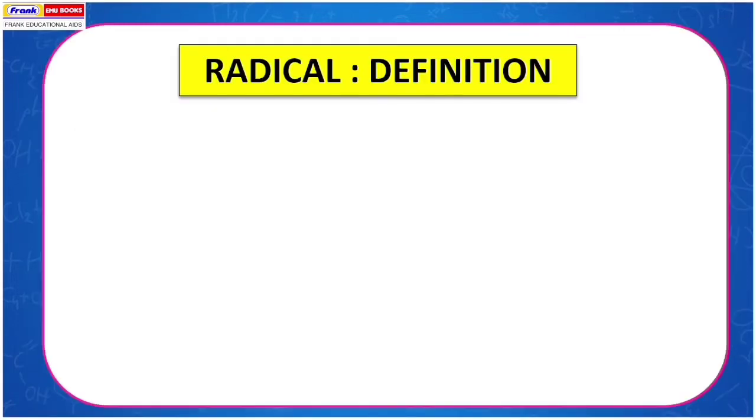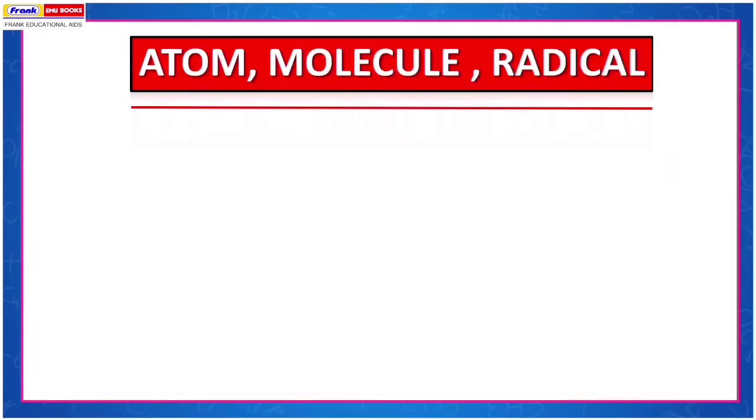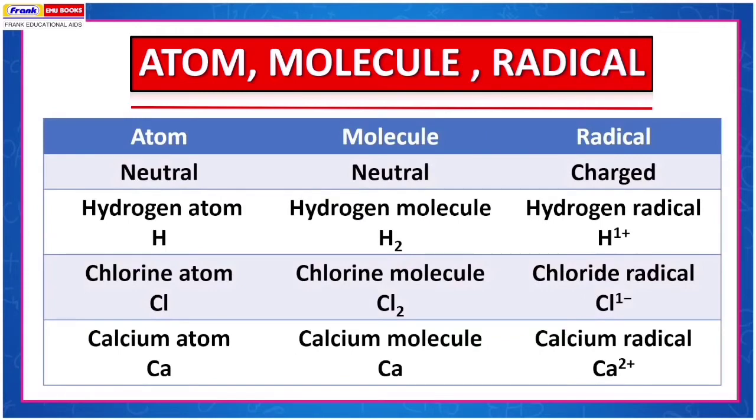Radical. A radical is an atom or group of atoms of different elements that behaves as a single unit and has a positive or negative charge. Let's see some common differences between atom, molecule, and radical. On the basis of charge, an atom is neutral, a molecule is neutral, but a radical is charged, either positively or negatively. Let us consider some examples.